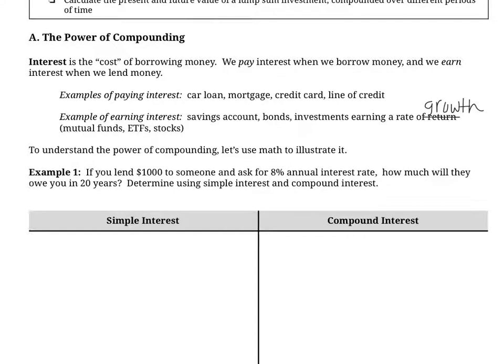So you might have heard of the power of compounding. So to illustrate the power of compounding, we're going to look at simple interest, how that's calculated, and compound interest. And what we're going to notice is that compounding is going to increase our value exponentially, while simple interest is just going to increase it in a linear fashion. So here's the example we're going to work with. If you lend $1,000 to somebody and ask for 8% annual interest rate, which is huge, by the way, how much will they owe you in 20 years? So we're going to figure it out using simple interest, and then we're going to figure out using compound interest.